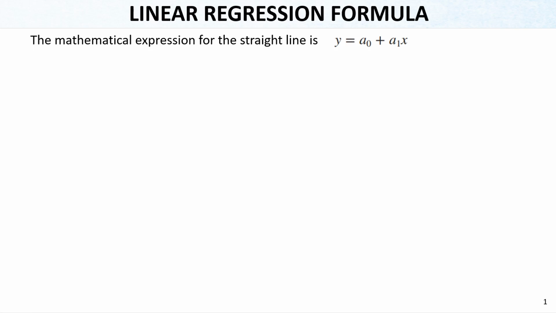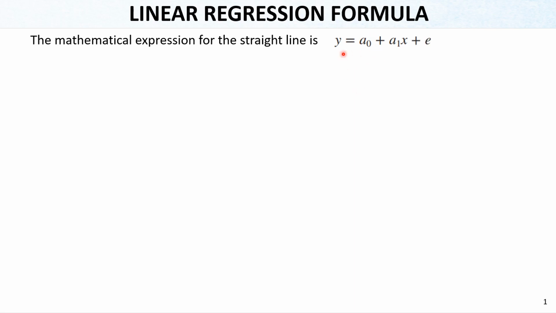The linear regression formula basically includes just a straight line equation. As you know, it is y equals a0, which is one coefficient, plus a1 times x, and this is one coefficient as well. This is the slope, and this is the intercept, we can say.